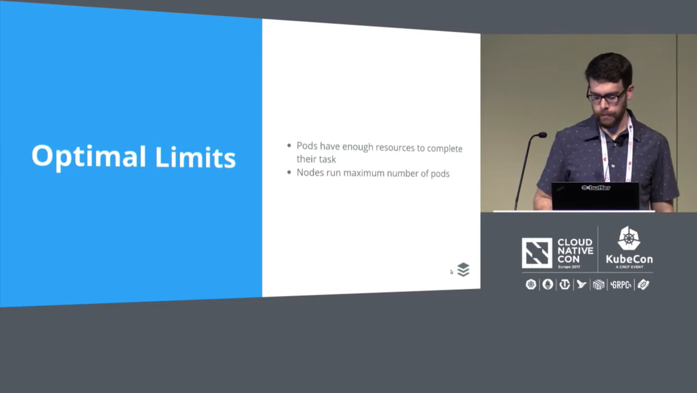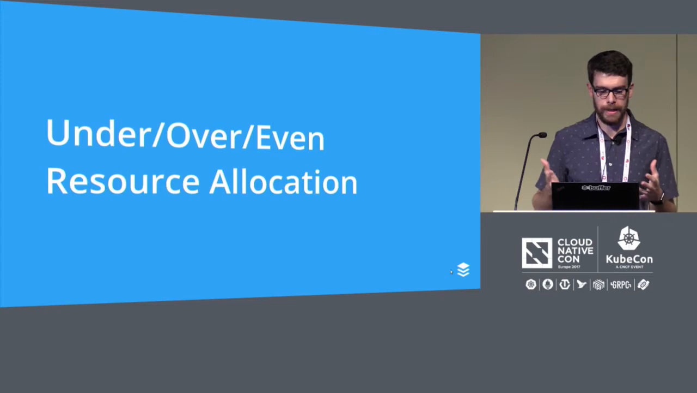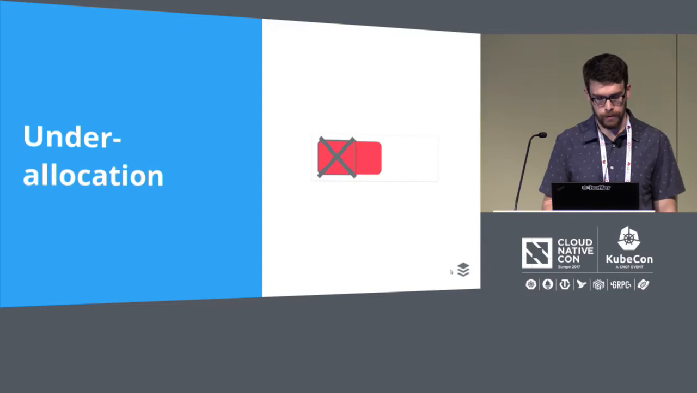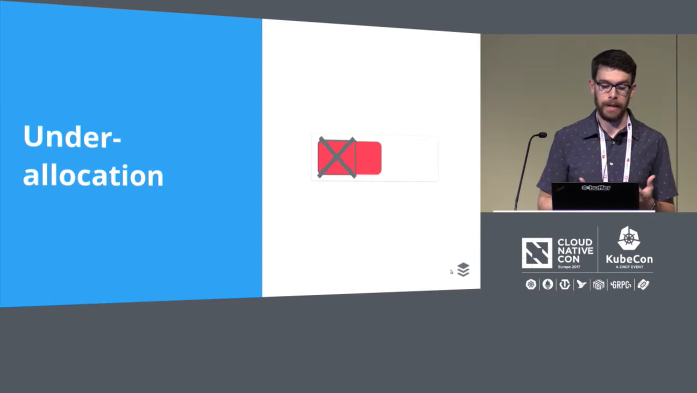It's helpful to talk about ways that things can go wrong and also things can go right when you're allocating resources. The first one is under allocation. This one's really obvious. This is what happened to us. We didn't have enough resources allocated, and Kubernetes is going to recognize that one of your limits has been crossed, and it's going to kill the container.